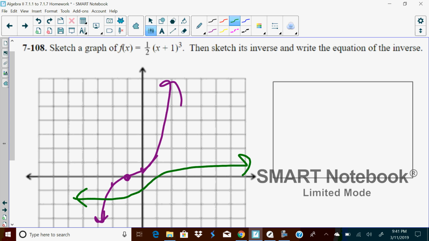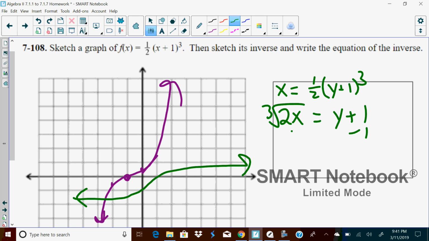And for the equation for the inverse, I would change it to x equals 1/2 y plus 1 cubed. So multiply, so I get 2x. Then I take the cube root. So minus 1, minus 1. So I get f to the negative 1 of x equals the cube root of 2x minus 1.